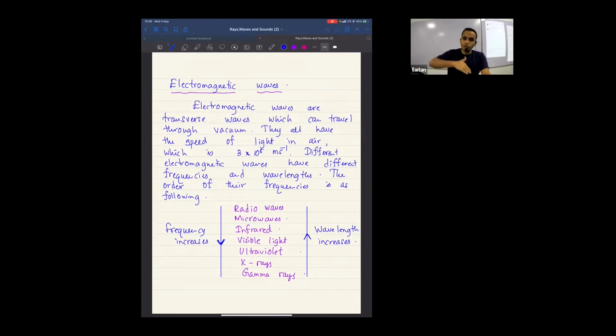Gamma. The one who has the highest frequency has the lowest wavelength, because the frequency and the wavelength are inversely proportional. Then who has the highest wavelength? Radio waves.